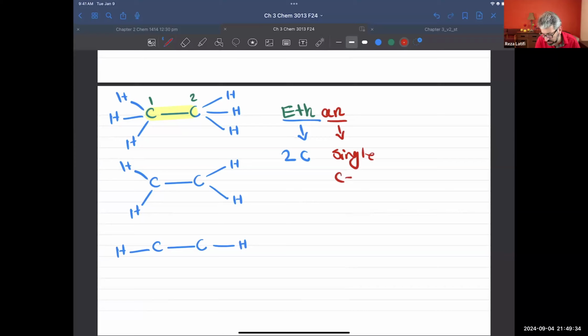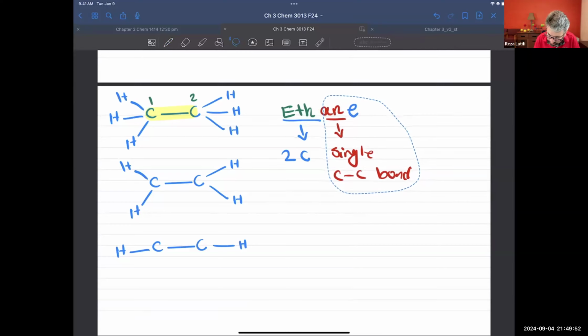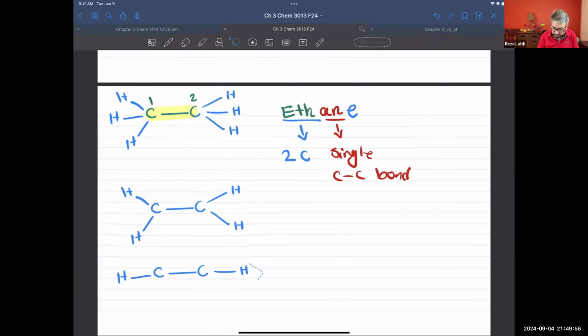And how about the last part? Just simply, I'm going to add E to it. So this one will be ethane. The correct name for it will be ethane. Okay, how about the rest?